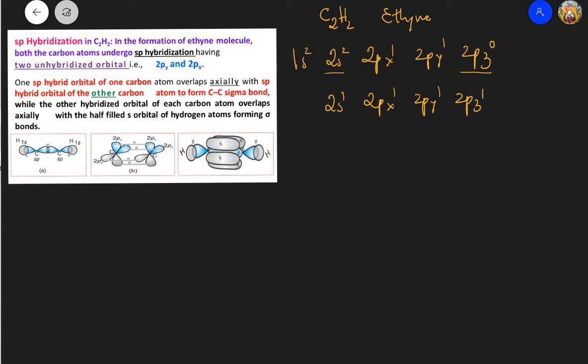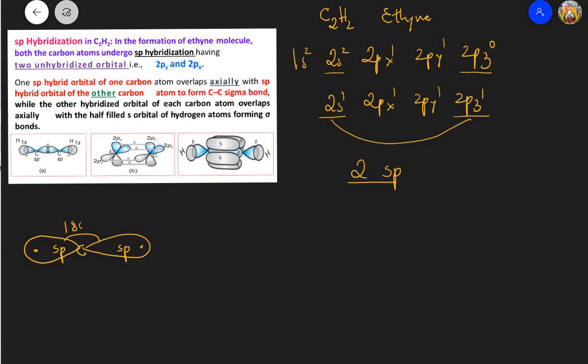Since we are speaking of sp hybridization, only one s orbital, which is the 2s orbital, and the other one, the 2pz orbital, will undergo hybridization. So 1 plus 1 is 2, and we will get 2 hybridized orbitals, which are sp hybridized orbitals. Since there are 2 sp orbitals, the angle will be 180 degrees. If you see this, one orbital will be present here and another orbital here, each having one electron. The hybridized orbital is simply called sp, and the bond angle is 180 degrees.